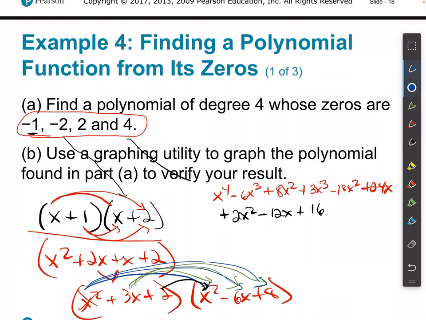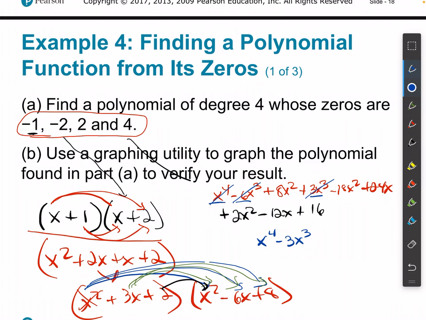So for the fourth power, that's the only one we have, so we have x to the fourth. Notice there were 4 zeros there. Then for the third power, we have this guy and this guy, so negative 6 plus 3 gives me negative 3x to the third. Okay, so that takes care of this. Now I've got to go to my squared terms.